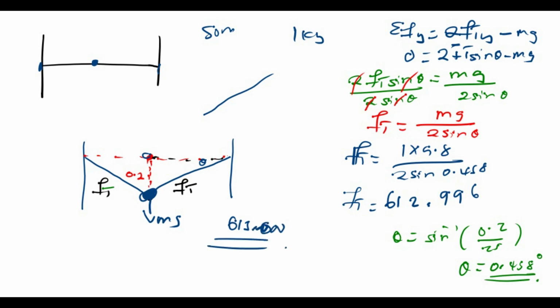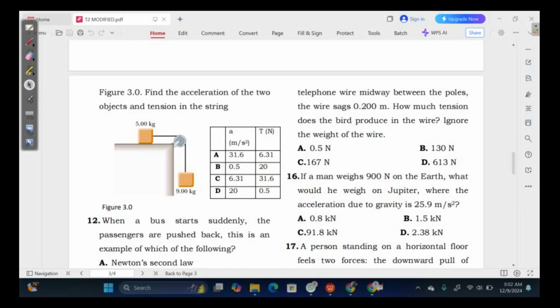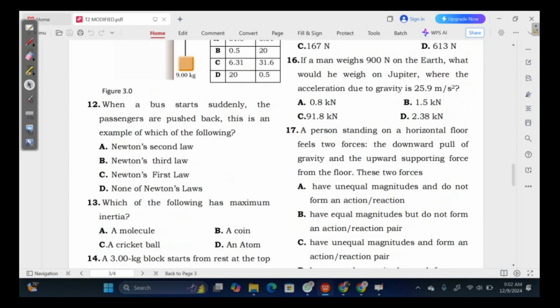So let's check the answer. That's question 15. 613, which is D. So D is the correct answer in this case. So we move to question 16.